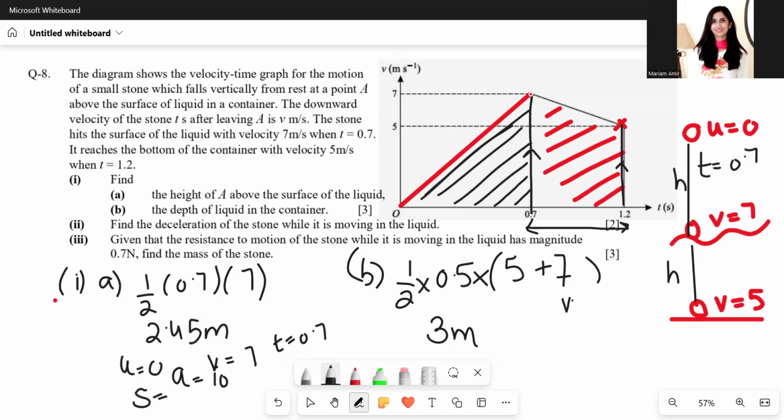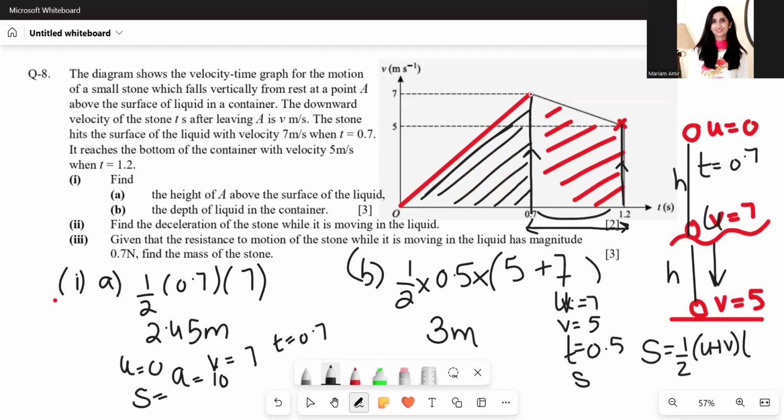You could again use equations of motion here as well. You know, u is 7. Now this would become u for this journey. U is 7, v is 5, and time is from here to here 0.5 seconds. So u 7, v 5, time 0.5, and you can use these to find distance. The formula could be S equals half u plus v times t, and this should also give you 3 meters. Part 2 says find the acceleration of the stone while the stone is moving in the liquid.